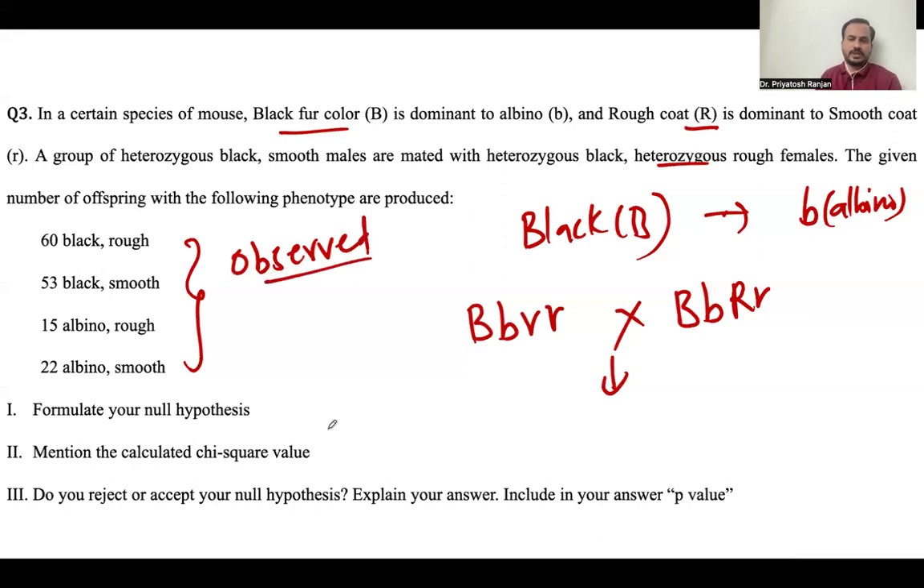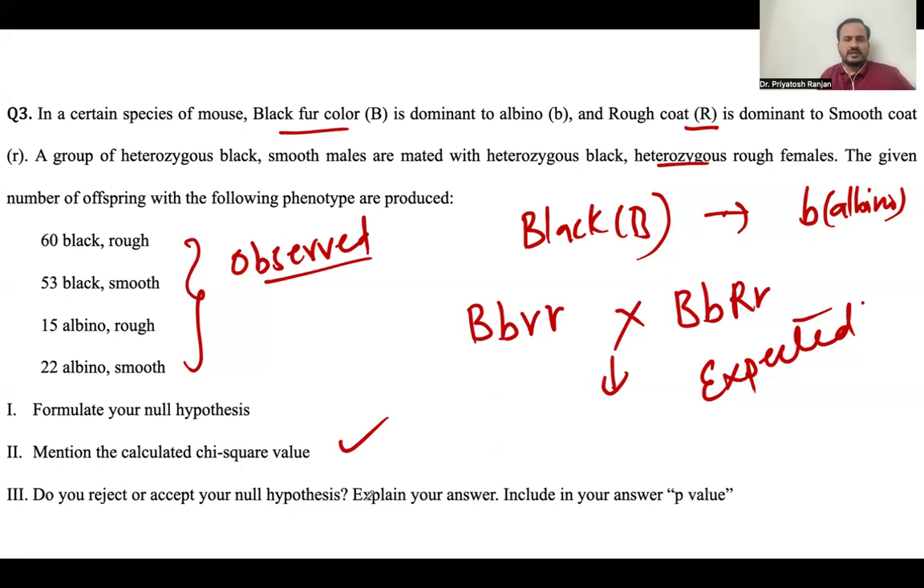And you also need to calculate the expected ones. And then you need to figure out whether the differences you are seeing in the observed are just because of random chance, or there is a statistical significance. Based upon that, you need to formulate your null hypothesis. You need to calculate the chi-square value. And then it has been asked whether you accept or reject the null hypothesis.